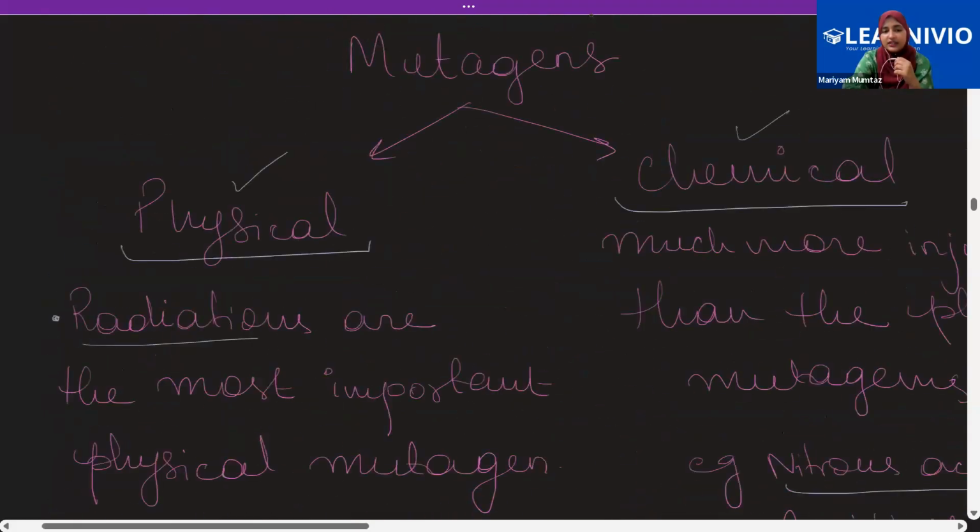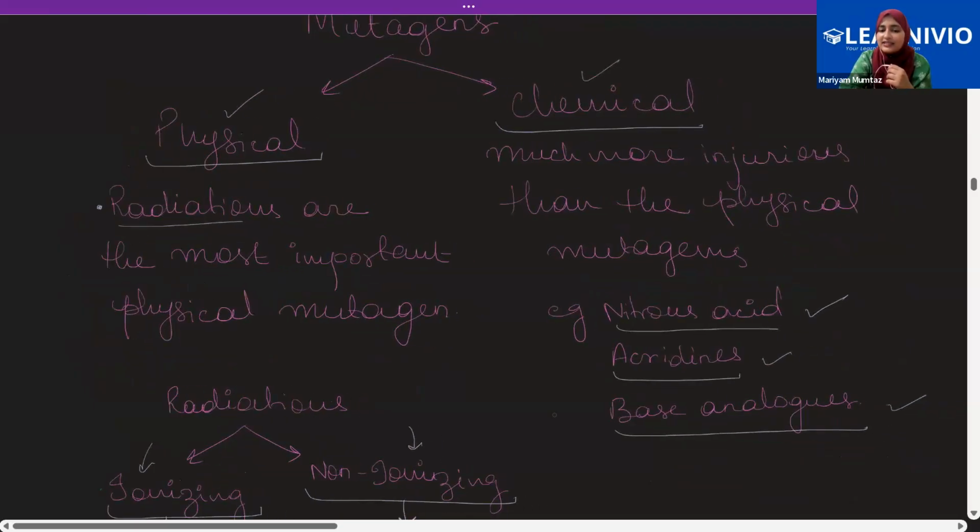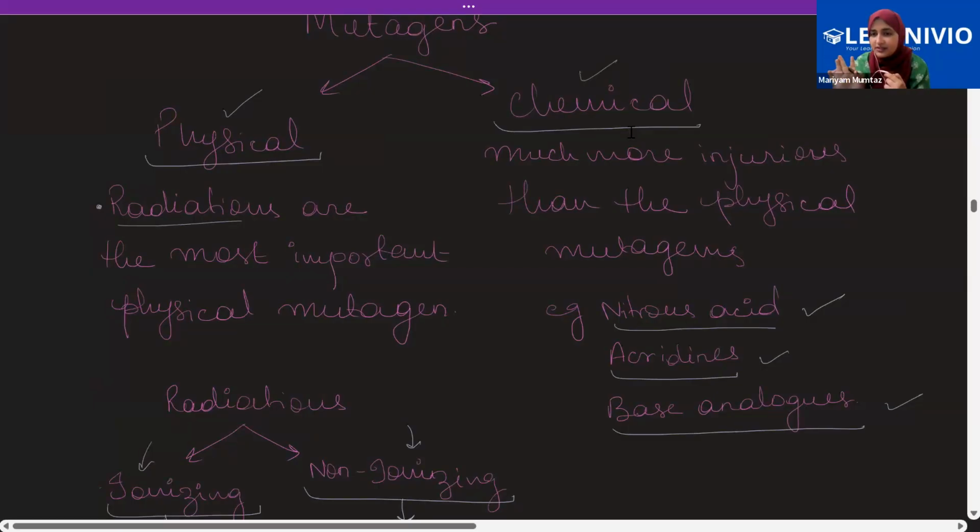Now, the physical mutagens are mostly radiations. Have you people ever had an X-ray done? You might have seen someone's X-ray being done. The person who is helping, the guide or anyone, wears a very thick vest and protects themselves. Why? Because X-ray is a very harmful ray that can cause mutation. So they have to protect themselves.